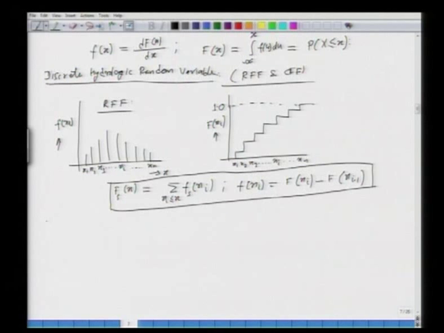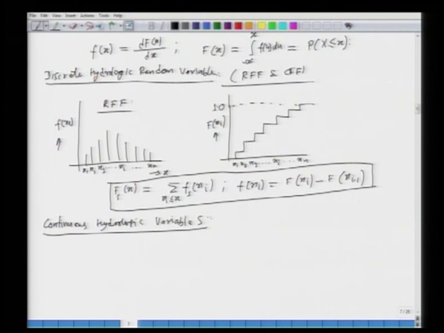So, if you come here for the continuous hydrologic variables, what is it? This is a PDF, as the shape suggests, that is your small f of x. This is your probability density function for your hydrologic variable.